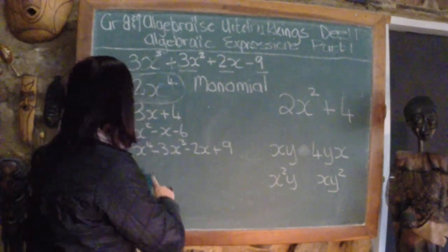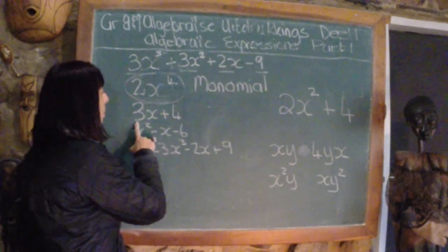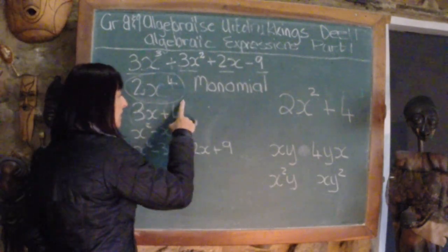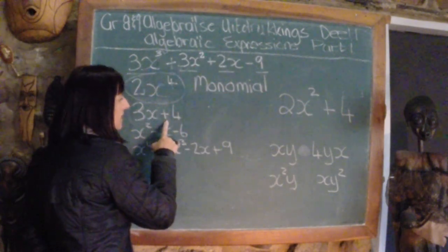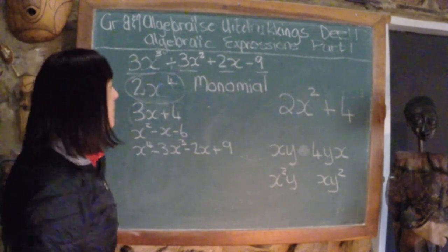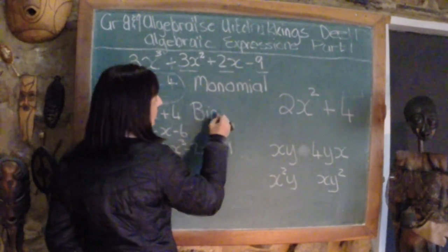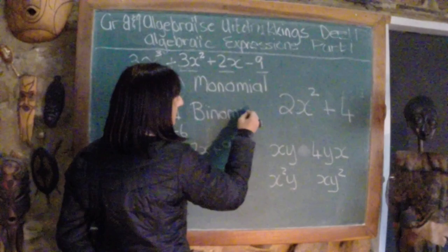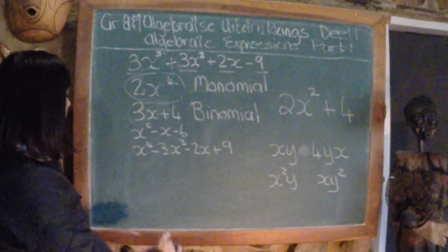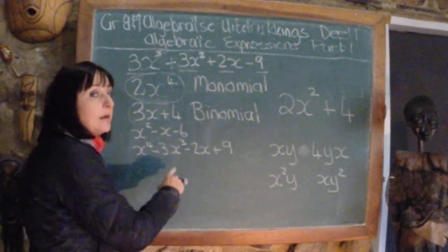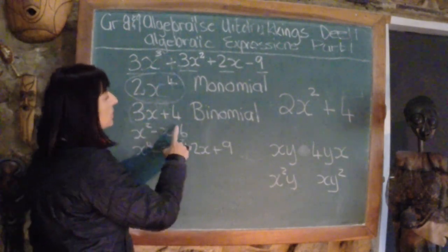A monomial. An algebraic expression with 2 terms. 1, 2. Dit word onderbreek of dit word geskei deur 'n plusteken. Sy mooi wiskundige naam is 'n binoom or a binomial because there's 2 terms. Bi stands for 2, binomial. And the next one is a 3-term algebraic expression. 1, 2, 3.